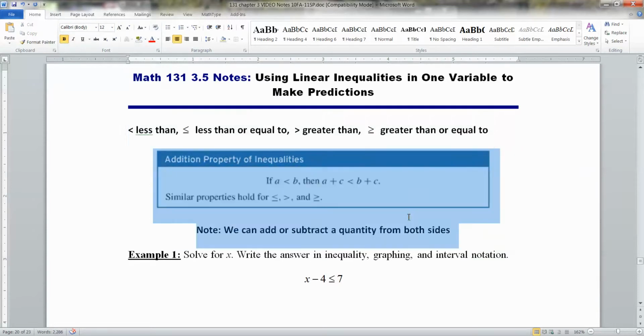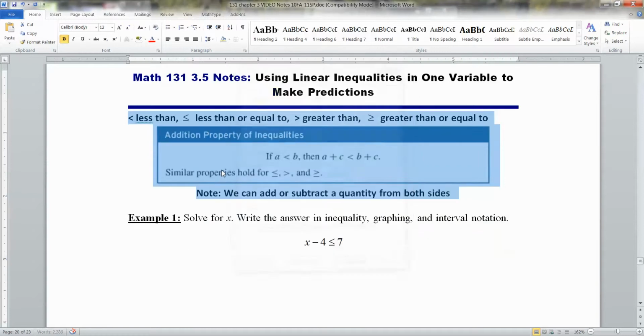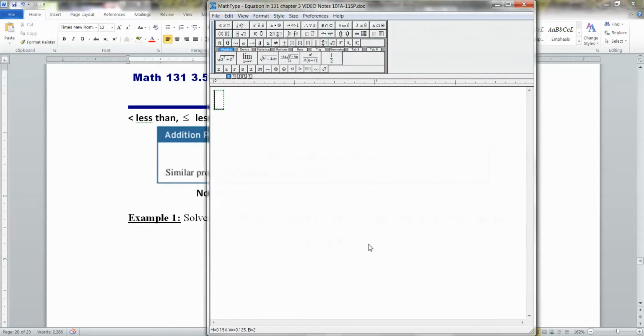Hold on, let me change my display. Sorry, there we go. Now you can see it a little bit better. Now you're wondering, okay, that's not that big of a deal, right? And the answer is no, it's not a big deal at all. So let me go down here. We want to solve this inequality for x. So it's x − 4 is, oopsie, I think it's less than or equal to 7.